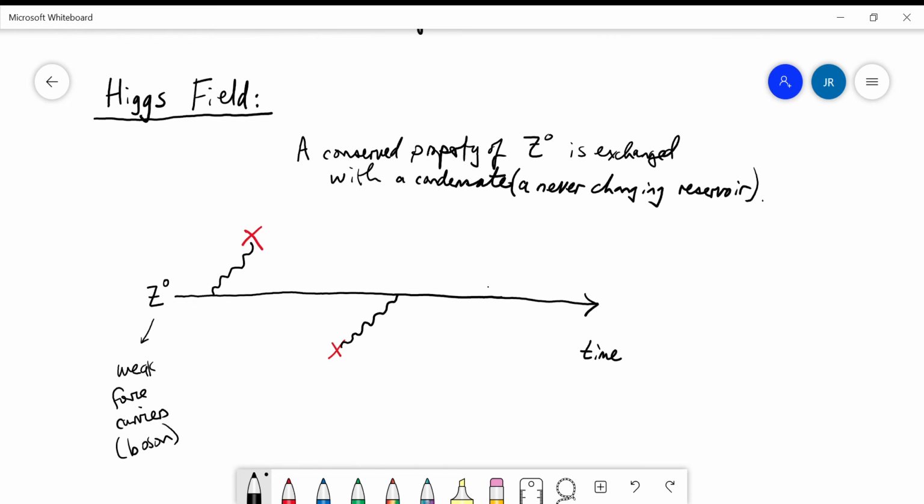Okay, so we can have interactions that originate or terminate in the condensate. So this could be a termination event. Originate, is that a word? Origin. Let's go with origin. So we can originate from the condensate, we can terminate in the condensate. That would be a good way to think of this.